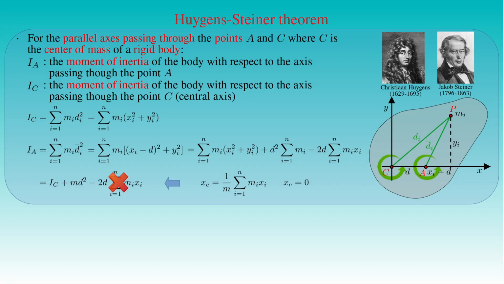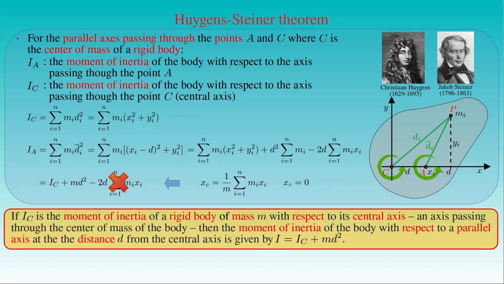This result can be summarized in the Huygens-Steiner theorem as follows: if IC is the moment of inertia of a rigid body of mass m with respect to its central axis, that is an axis passing through the center of mass of the body, then the moment of inertia I of the body with respect to a parallel axis at the distance d from the central axis is given by the sum of the moment of inertia IC and the product of the mass m and the square of the distance d.